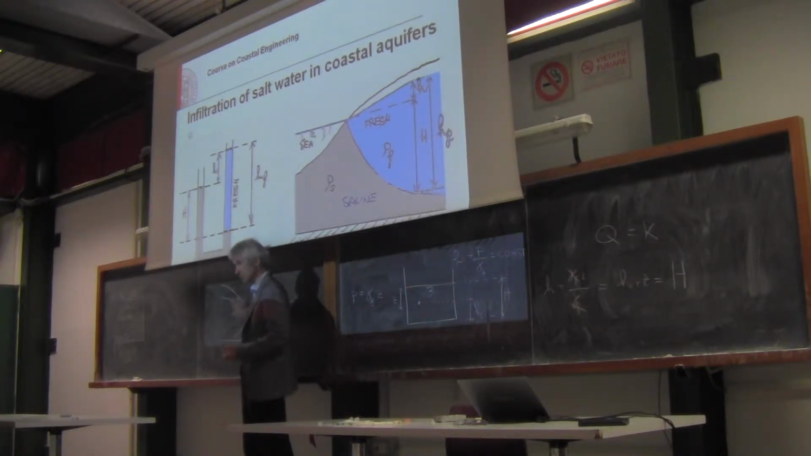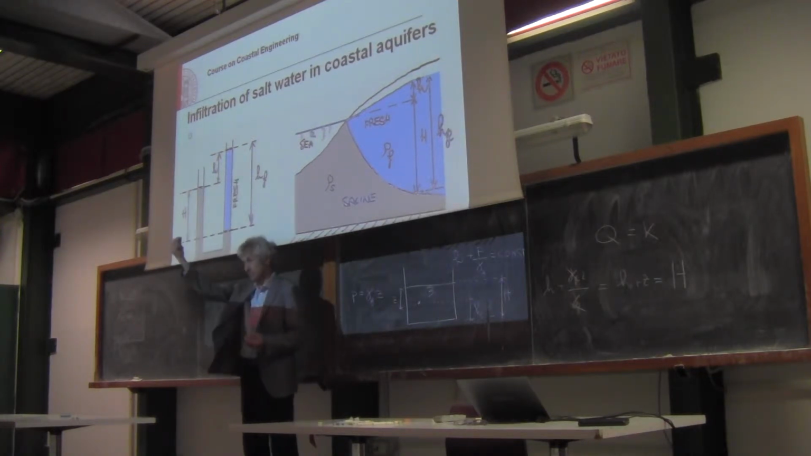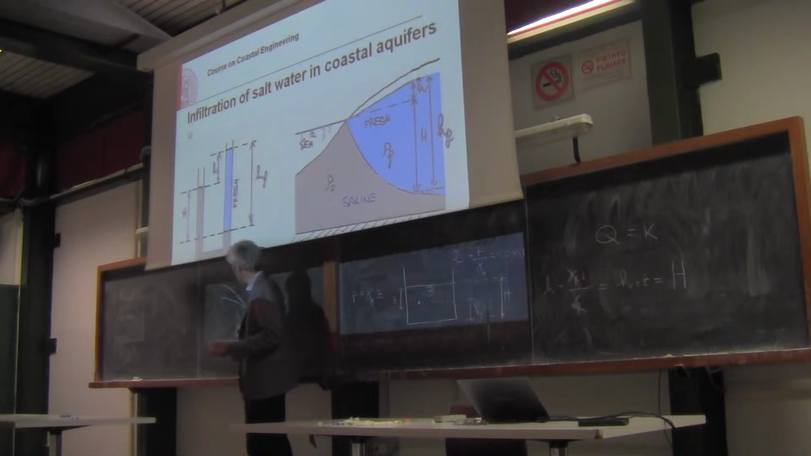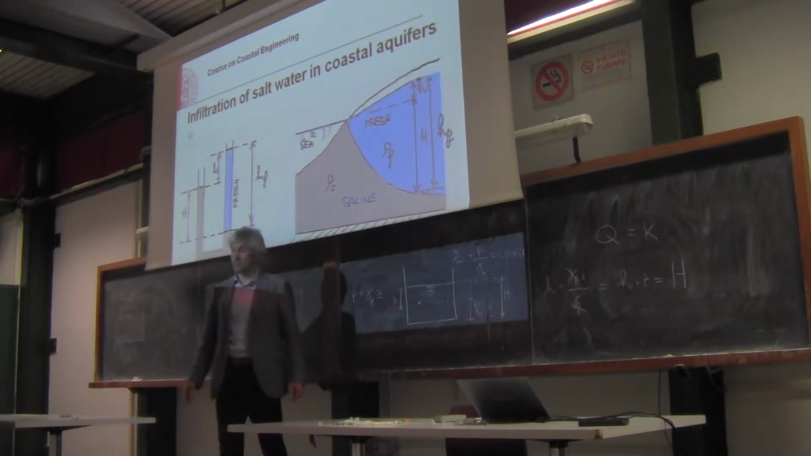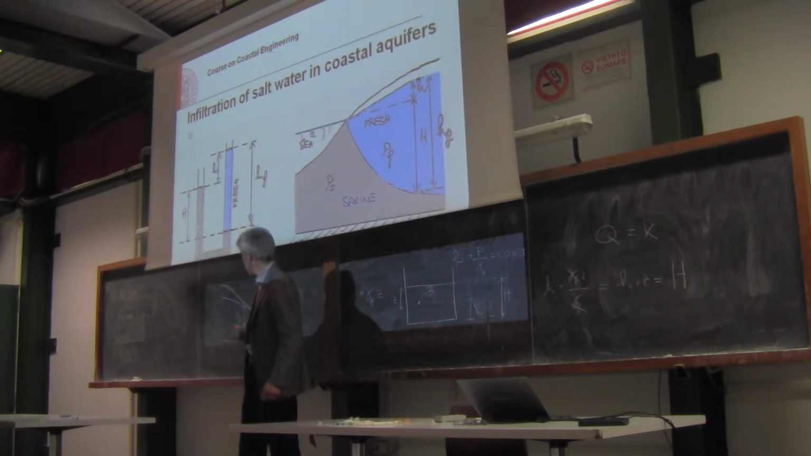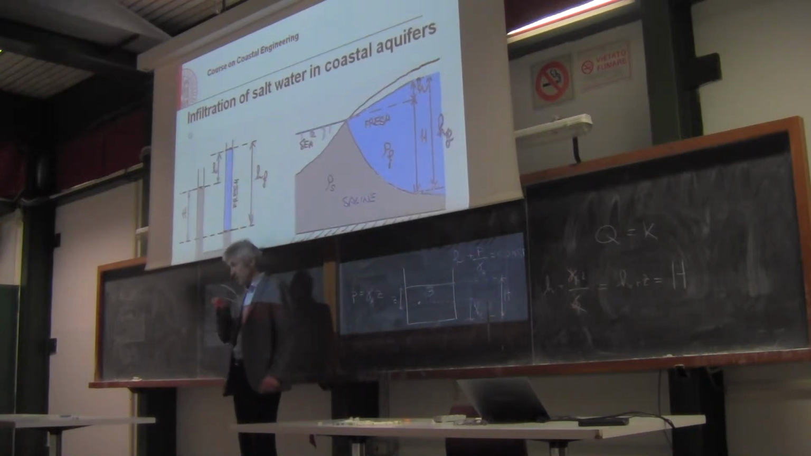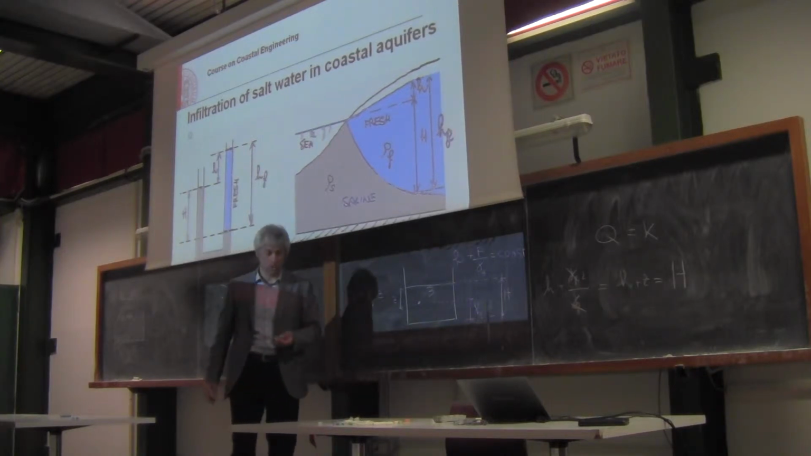Increase the height of fresh water, because you lower the water table, it happens that this particle raises up, moves up, because the pressure of salt water is higher than the pressure of fresh water. Now we can write an equilibrium here. We can write this equilibrium condition.